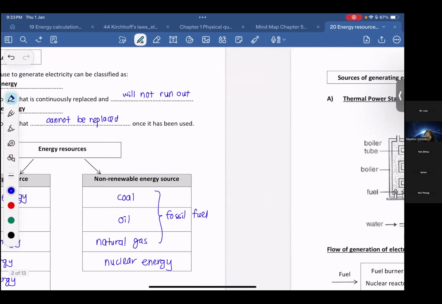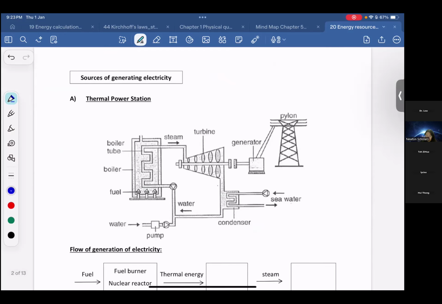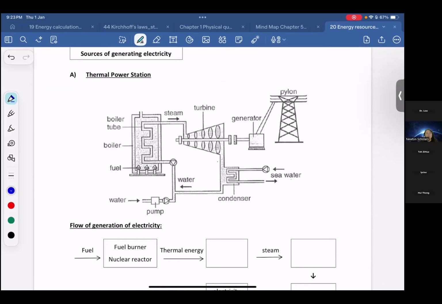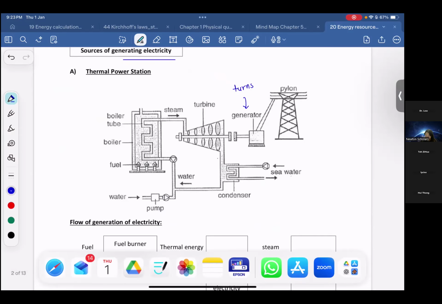Okay, Dana. So here, we talk about the first one, thermal power station. Thermal means that we're using heat to do something. In order to generate electricity, the most important thing is that we turn the generator. When we turn the generator, we get electricity. But why does turning it generate electricity? This is your Year 11 topic. In Year 11 we'll learn about that.